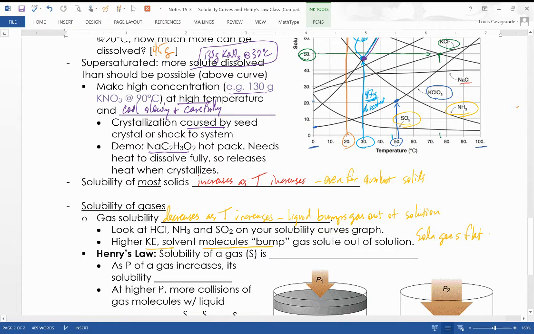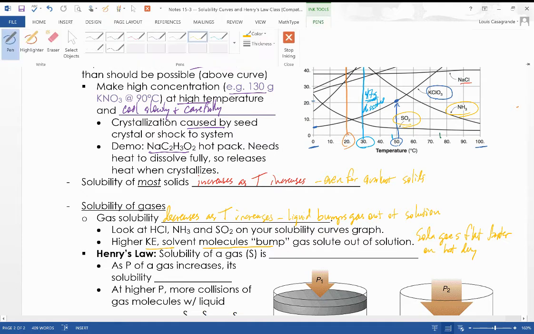It goes flat faster on a hot day. So the temperature dependence of gases is the opposite of that of most solids. Now, I do say most solids because there are some occasional solids that go the other way, and I'm not going to get into explaining those either at this point.